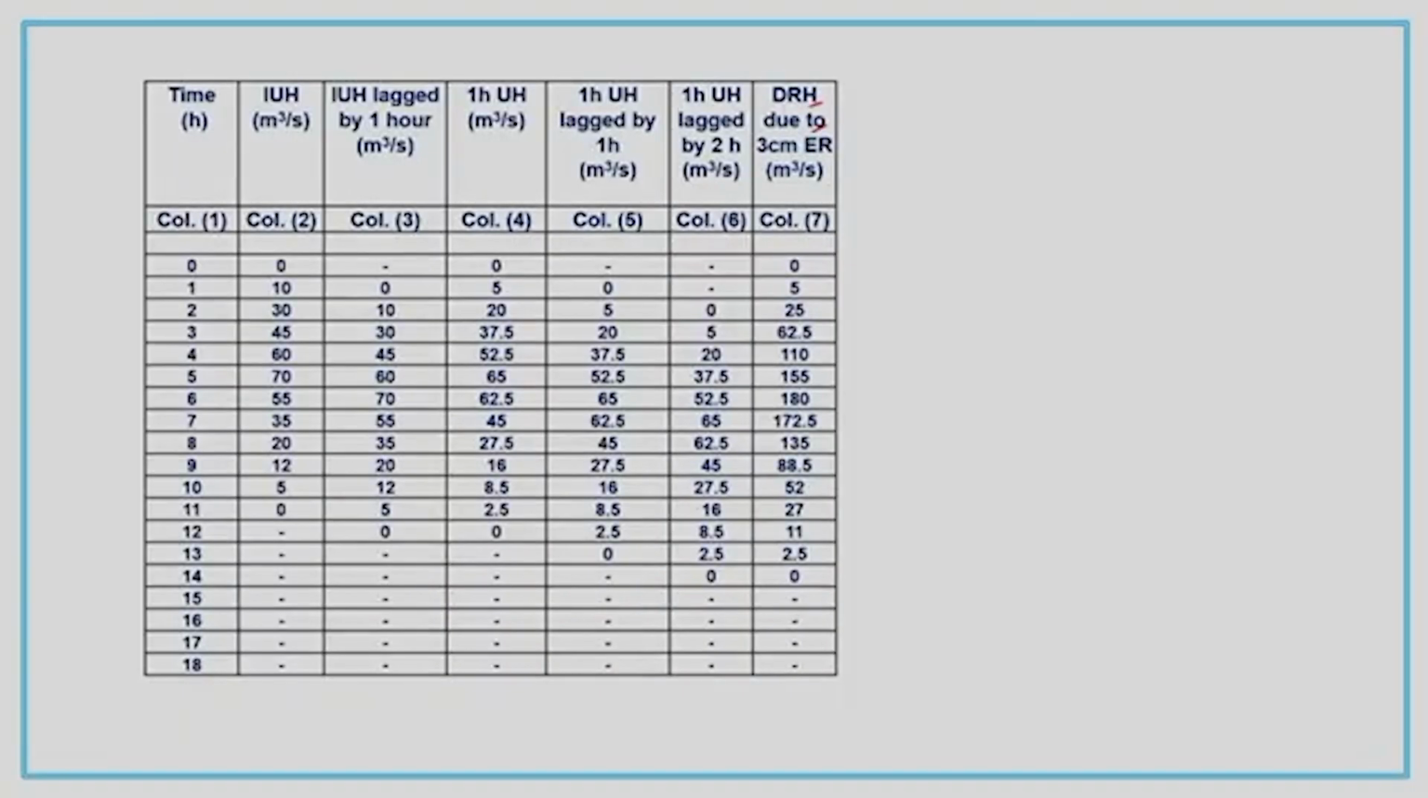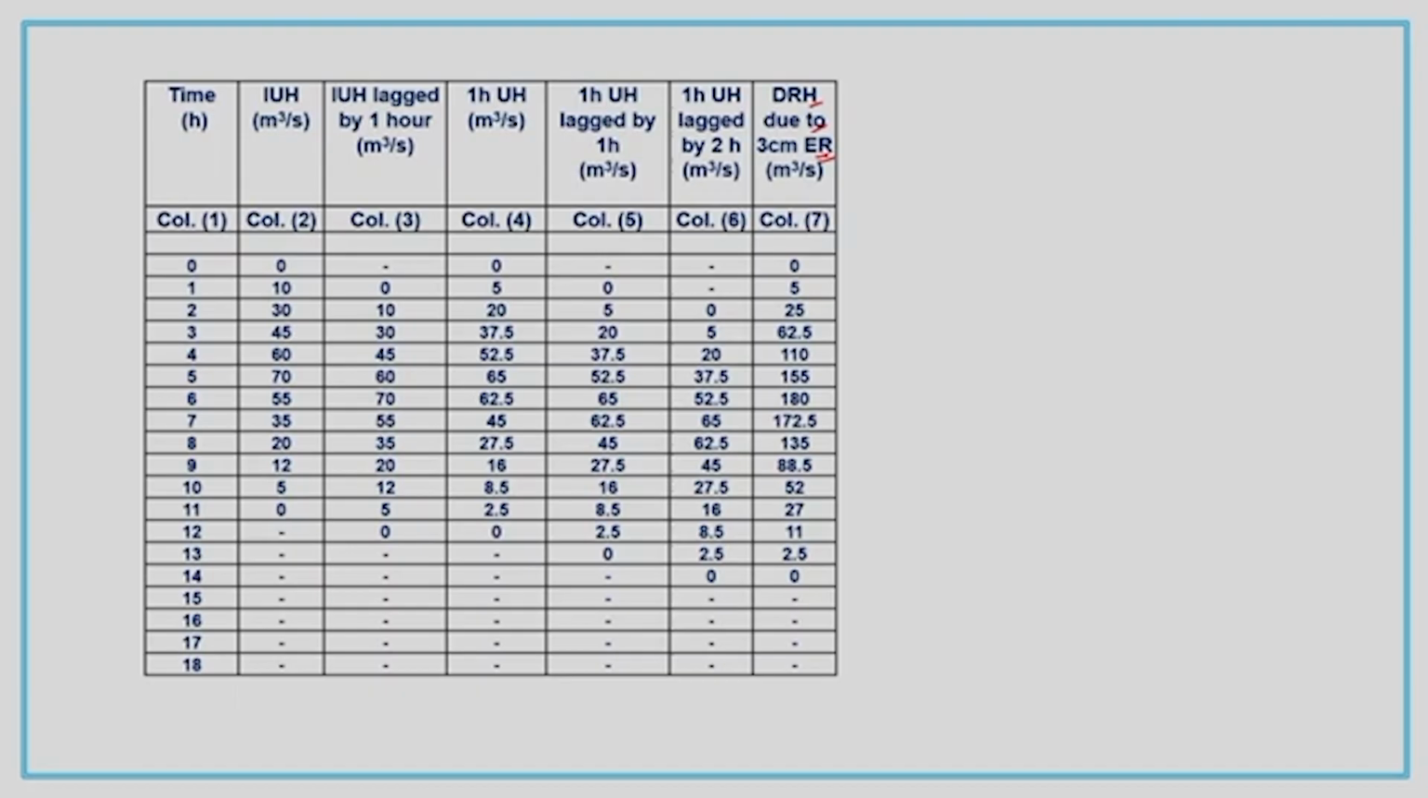It will be the direct runoff hydrograph produced due to 3 centimeters of rainfall, because we are adding 3 unit hydrographs here. Definitely there is a lag, but all are produced due to 1 centimeter. So, the resulting response will be due to 3 centimeters of rainfall. That is the direct runoff hydrograph produced due to 3 centimeters we have calculated now. That is, DRH due to 3 centimeters of effective rainfall is given by column 7.